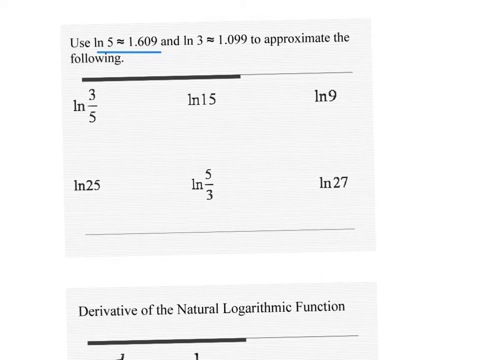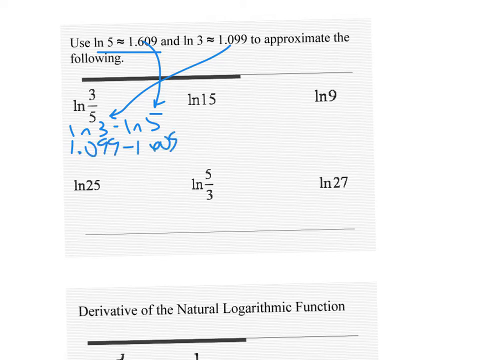So what you want to do with this is expand first. So ln of 3 minus ln of 5, and then just substitute in what you know. So ln of 3 is 1.099, and ln of 5 is 1.609. So you plug those in. So you get 1.099 minus 1.609, which ends up being about negative 0.51.